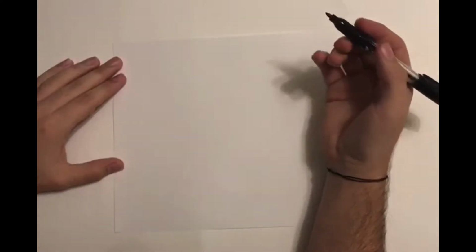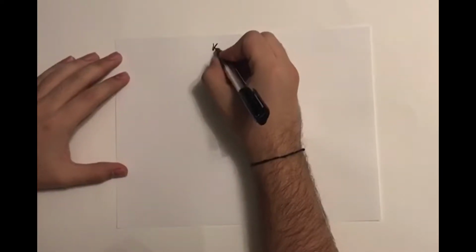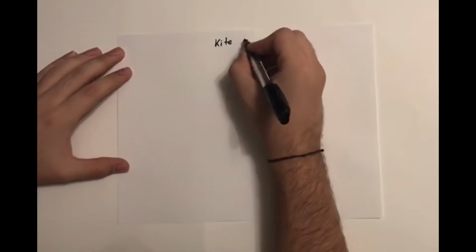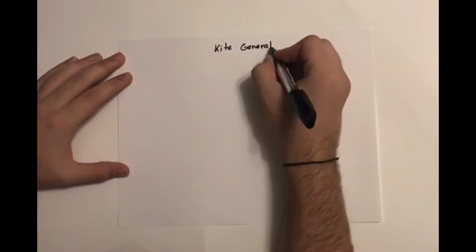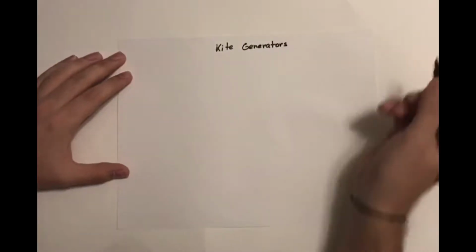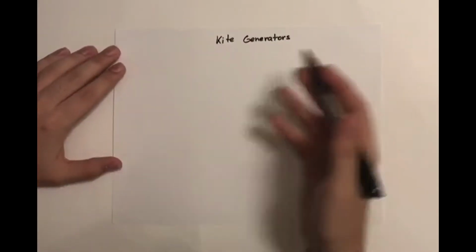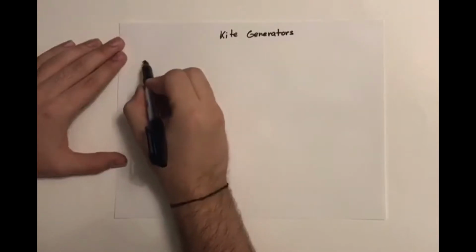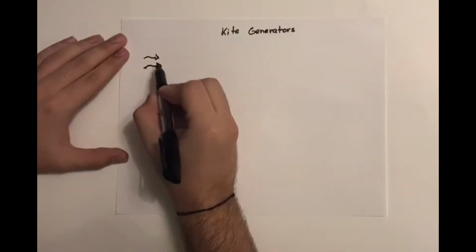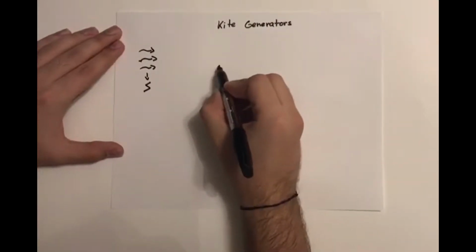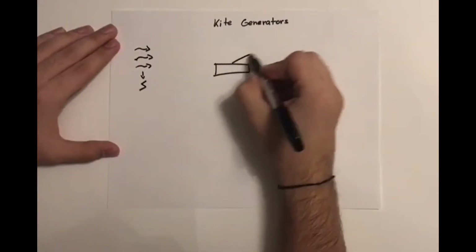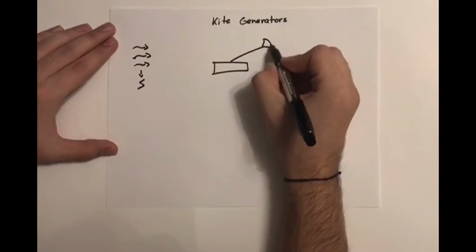Today I'm going to talk about a variation of wind power. Kite generators. So these systems use wind to generate electrical power. And the typical system uses two kites that basically look like parachutes.